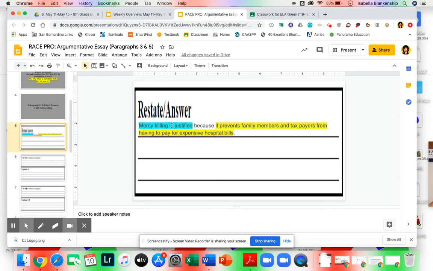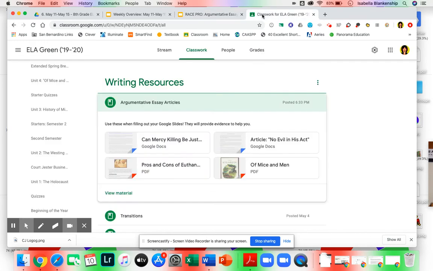So we have the claim highlighted in blue. Mercy killing is justified, so we're not arguing that it's a bad thing. We're arguing that it's a good thing, even if you don't agree with that, because it prevents family members and taxpayers from having to pay for expensive hospital bills. So I need to find evidence that supports what's highlighted here in yellow. So I'm going back to my Google Classroom, finding my topic that says Writing Resources, and I'm going to try to remember which article talked about hospital bills.